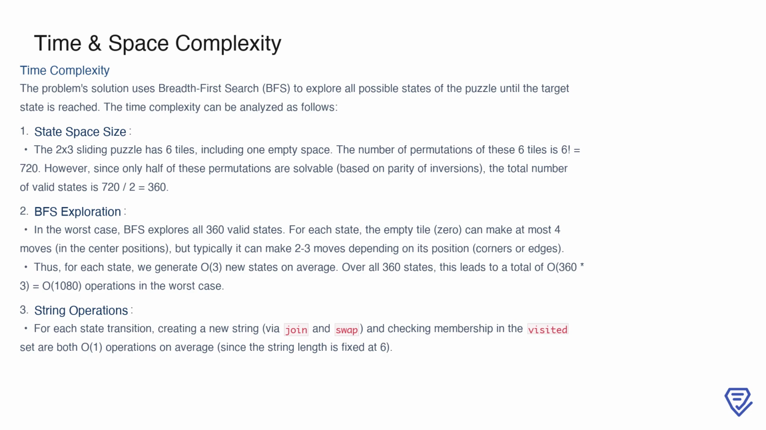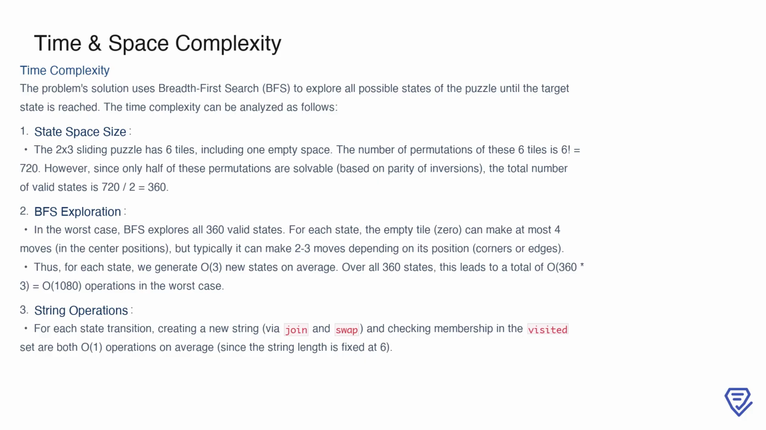However, because only half of these configurations are solvable based on the parity of inversions, the total number of valid states is reduced to 360. When applying BFS, the algorithm may explore all 360 valid states in the worst case.